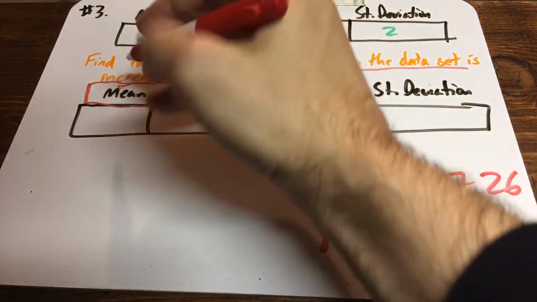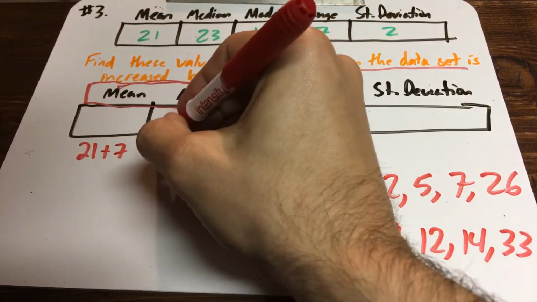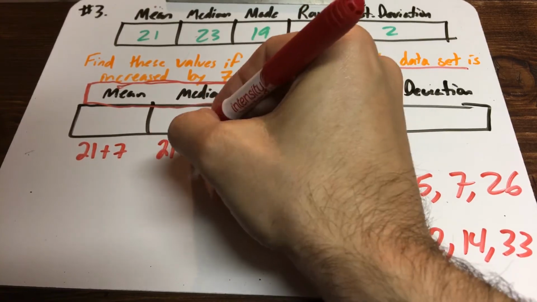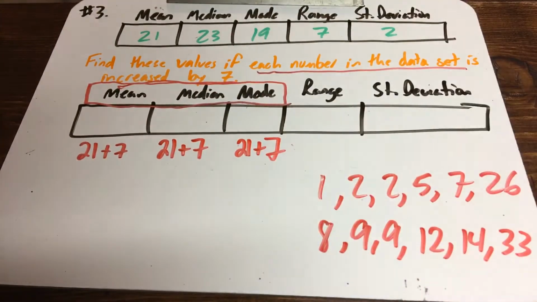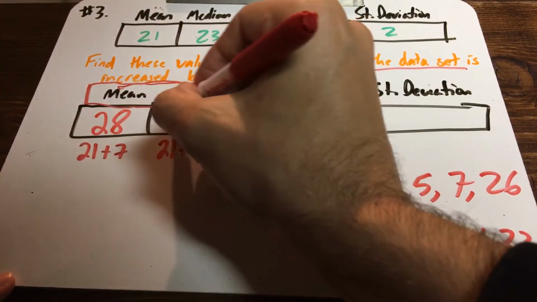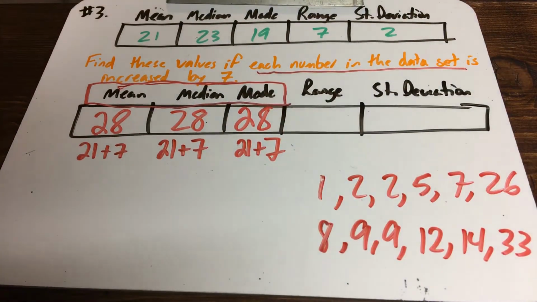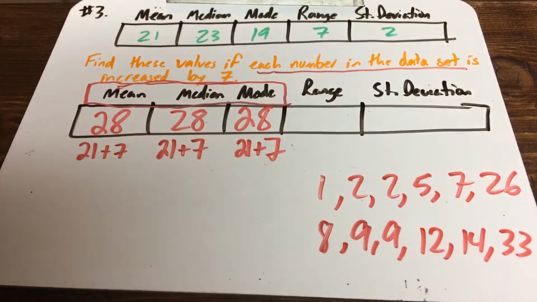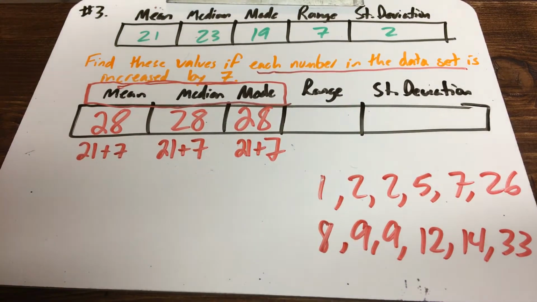So the mean is going to go up from 21. It's going to be 21 plus 7. The median will go up by 7. The mode will go up by 7. So all the measures of center are all going to do the same thing that happened to the numbers. So if the numbers go up by 7, they're going to go up by 7. If the numbers were going down by 5, they would go down by 5. If the numbers were going up by 3, these would all go up by 3.